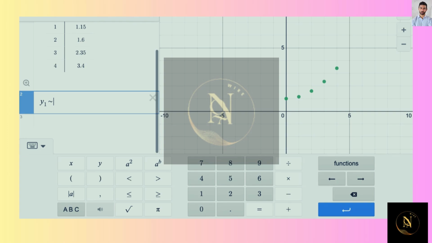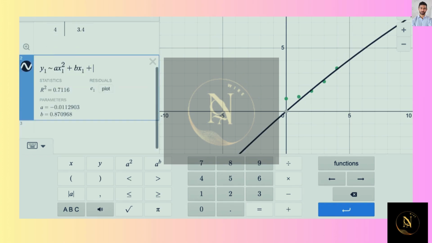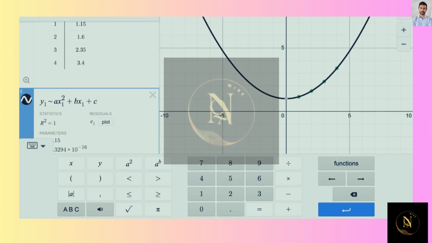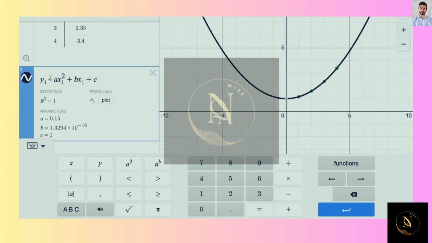Y1 is approximately. Now, a quadratic model is ax squared plus bx plus c. So it would be ax1 squared plus bx1 plus c. We use x1 and y1 to pull from the data titled that in above here. And we use approximately because it's an estimation.